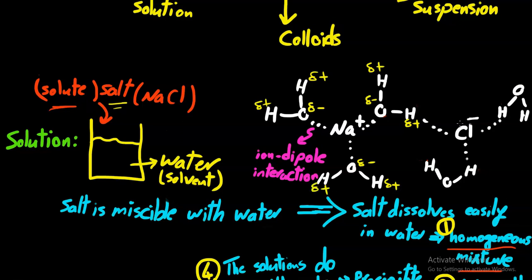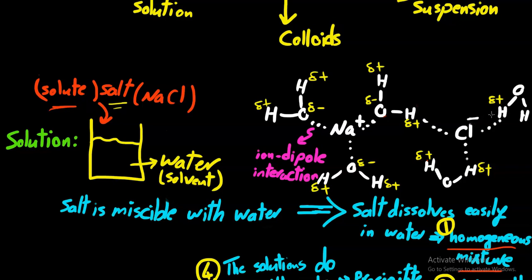How about the chloride anion? As you can see, we've got an ion here and we've got some partially positively charged particles here. So a kind of electrostatic interaction again happens between this ion and this positively charged particle, the hydrogen here.